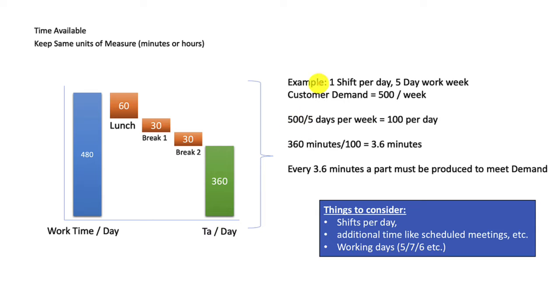So let's calculate that really quickly. Suppose we're working 1 shift per day, 5 days per week, and the customer demand is 500 units per week. We'll just take 500 divided by 5 days per week, and that equals 100 units per day. We take 360 minutes, our available time, divided by the 100 units per day, and we get 3.6 minutes. And that just means that every 3.6 minutes, a part must be produced to meet demand. And that is our takt. Things to consider: shifts per day, additional time like scheduled meetings, which I've talked about, and then working days. Are you on a 5-day schedule, 7-day schedule, 6-day schedule, that kind of thing.